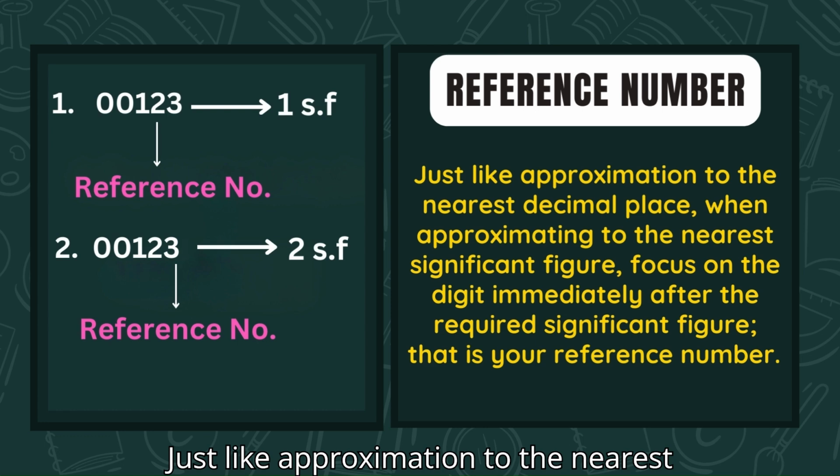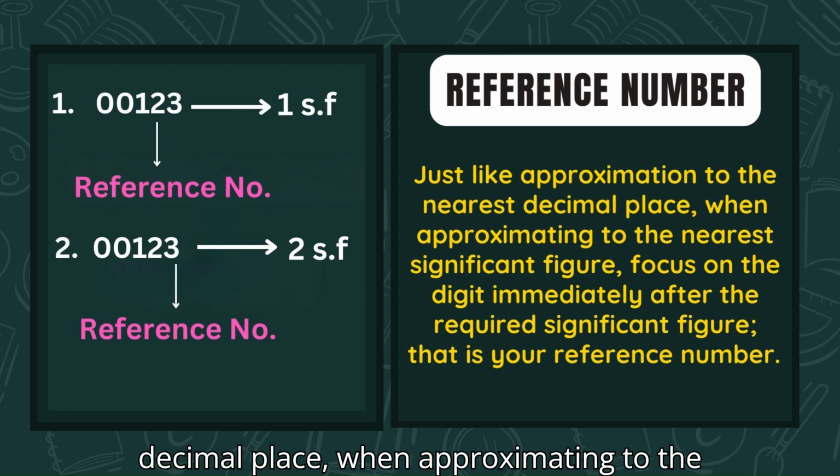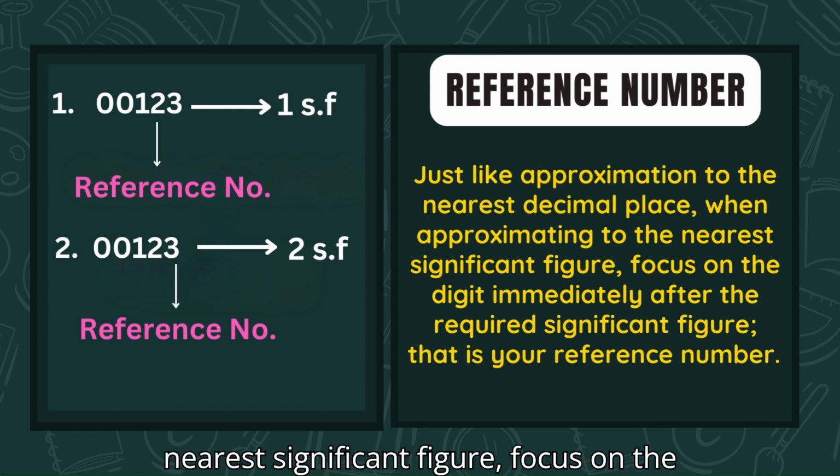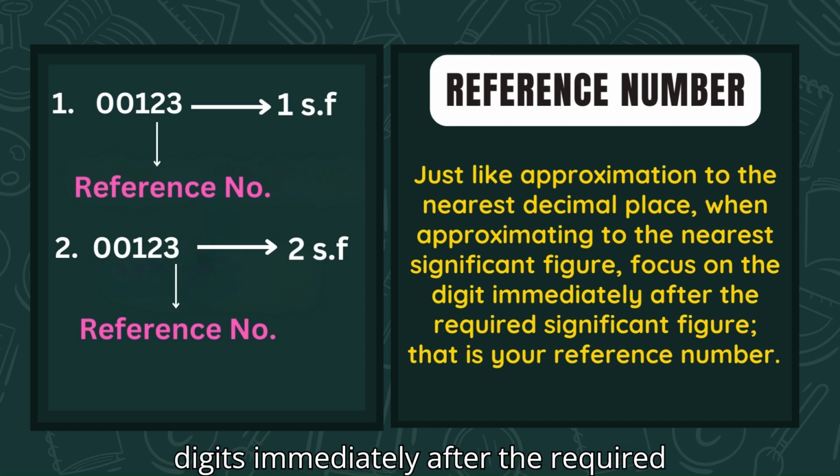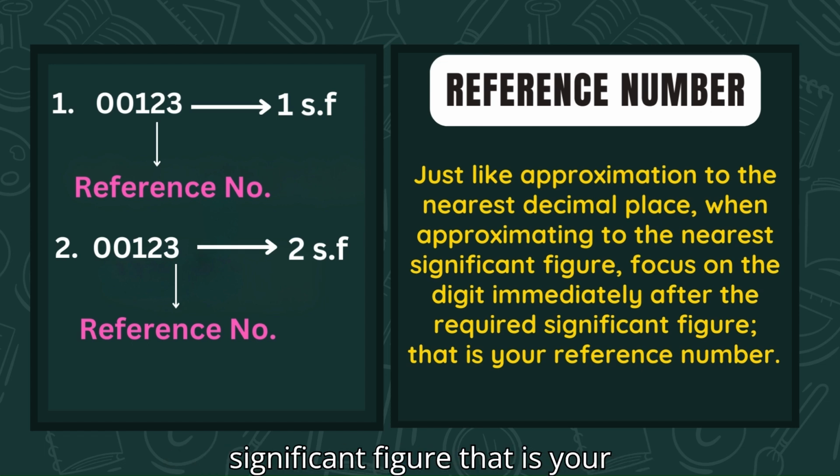Just like approximation to the nearest decimal place, when approximating to the nearest significant figure, focus on the digits immediately after the required significant figure. That is your reference number. In example 1, you are given 00123 to approximate to one significant figure.